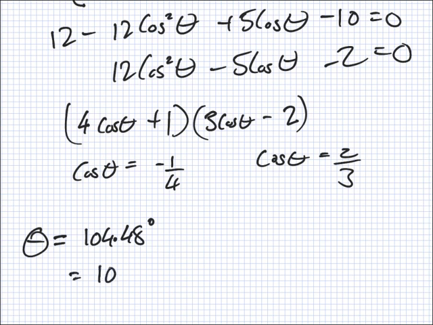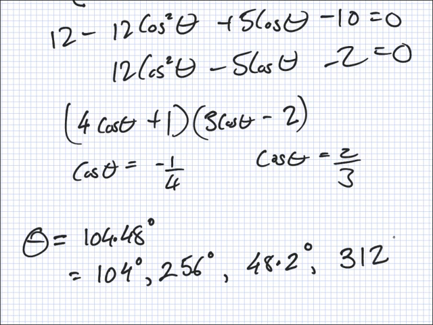If I do three significant figures, that's 104, and 360 minus this, what's that? 256? That's right, isn't it? 255.5, so 256 then. And here, what's cos inverse 2 over 3? 48.18, so 48.2. And then 360 minus that is 311.8, so 312. Sir, is it okay to round up this one?